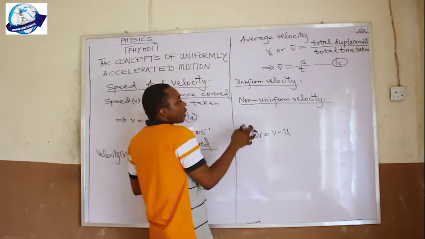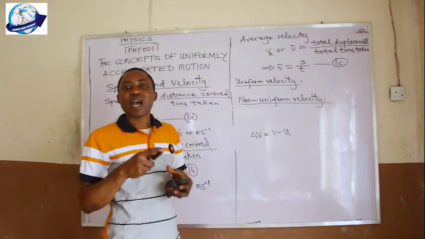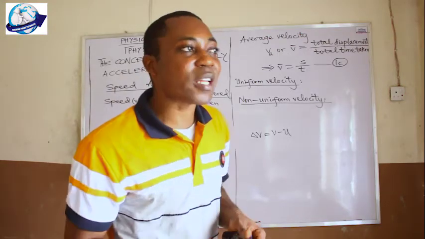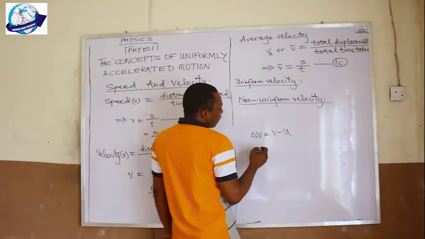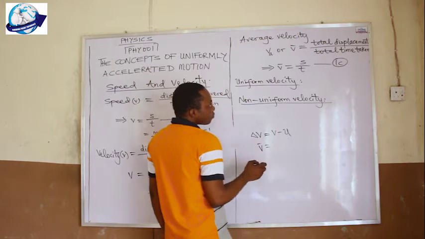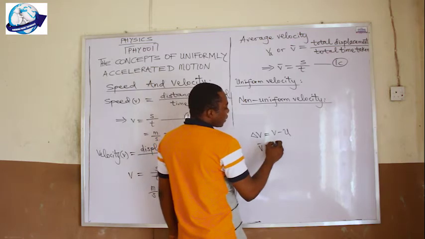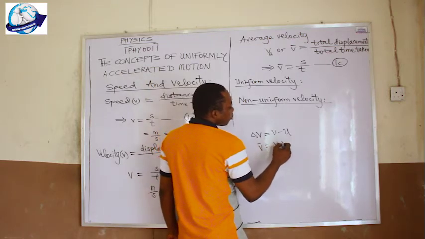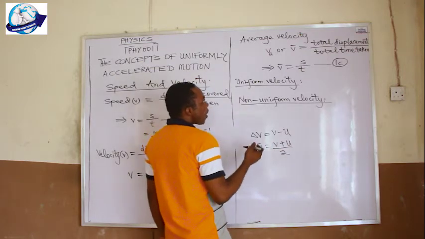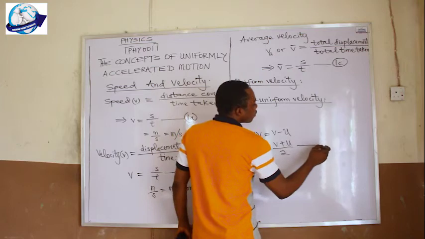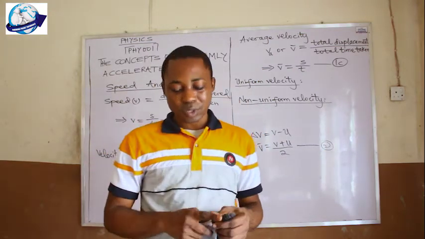Now, like I said before, average velocity can be restated in that way. It is the average of the initial and the final velocity. So we can rewrite it this way: average velocity v bar is equal to v plus u divided by 2. That is another way we can write our average velocity. Let's call this equation 2. Average velocity v bar is equal to (v plus u) divided by 2.